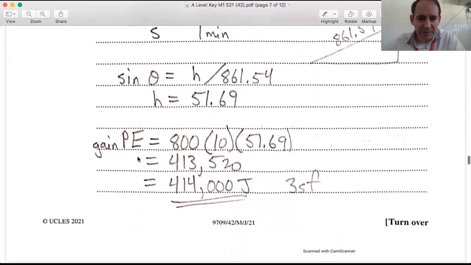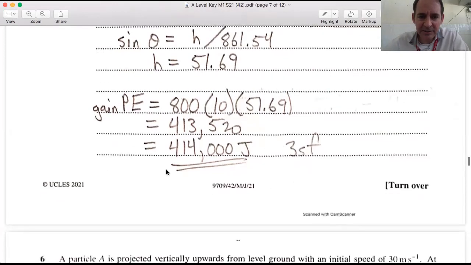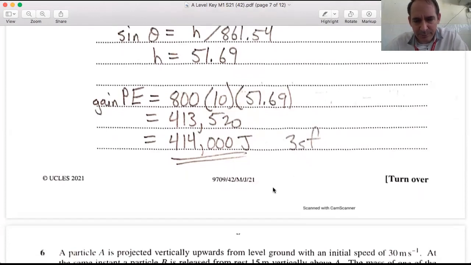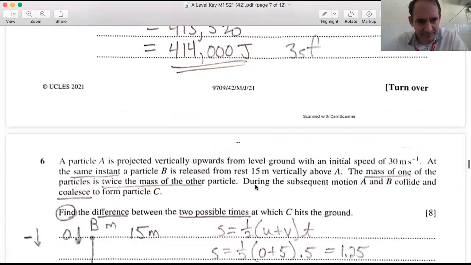So plug that into our potential energy equation where there's going to be a gain in energy. The mass of the caravan, remember you're dealing with the caravan only, 800 kilograms times 10, that's your gravity, times the vertical height gives a potential energy gain of 413,520 joules. If you put that to three significant figures, it's 414,000 joules for potential energy, which is what it asks for, the increase in potential energy.